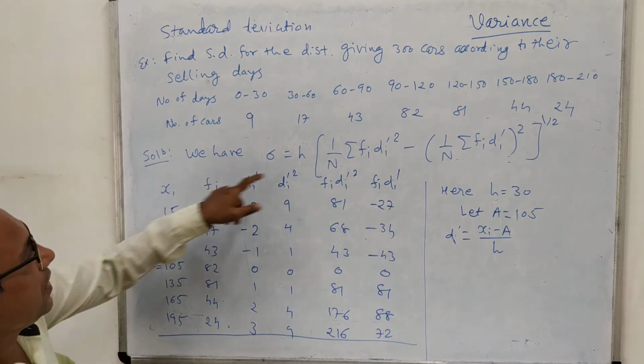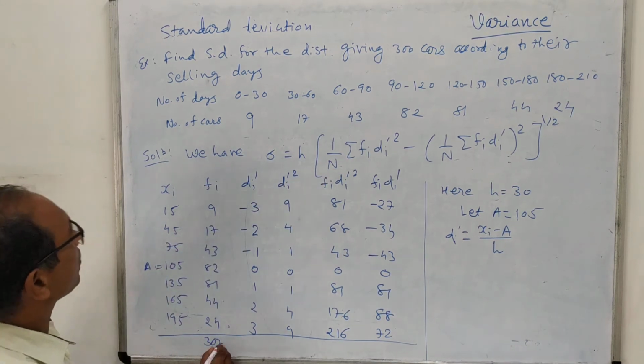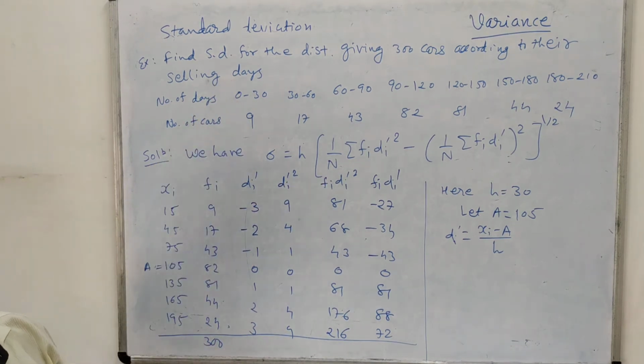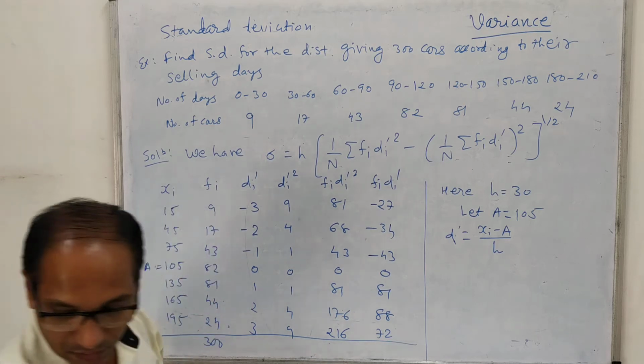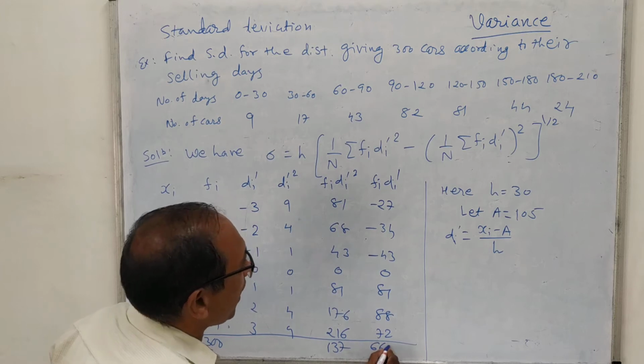Then we will find out the total of these. The sigma fi is required because capital N is there. So this is 300, because it is already given that 300 cars are there. The total of this one is also required. So it is 137 and it is 665.